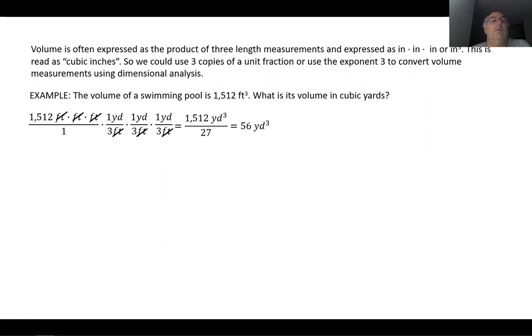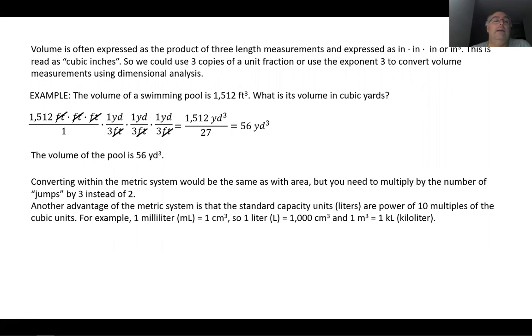And remember that when you have a number in the denominator of the resulting fraction, you divide that into the numerator product that you got. And in this case, it gives us exactly 56 cubic yards as the volume of that swimming pool. And again, converting within the metric system gives us pretty much the same result. We just have to remember that now we're going to make 3 jumps instead of 2 for each move through our little mnemonic memory device.